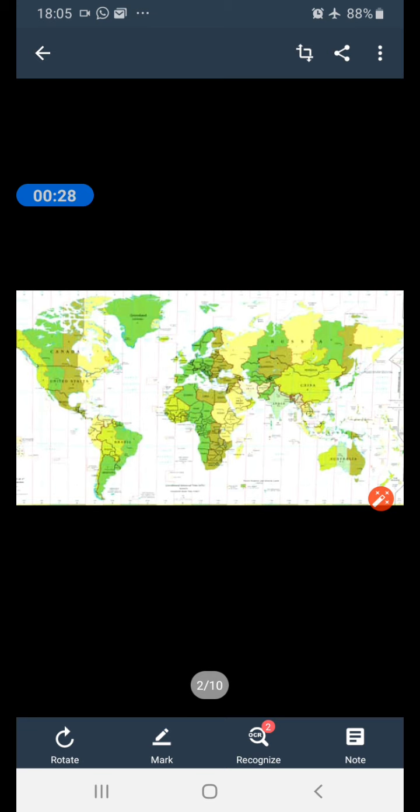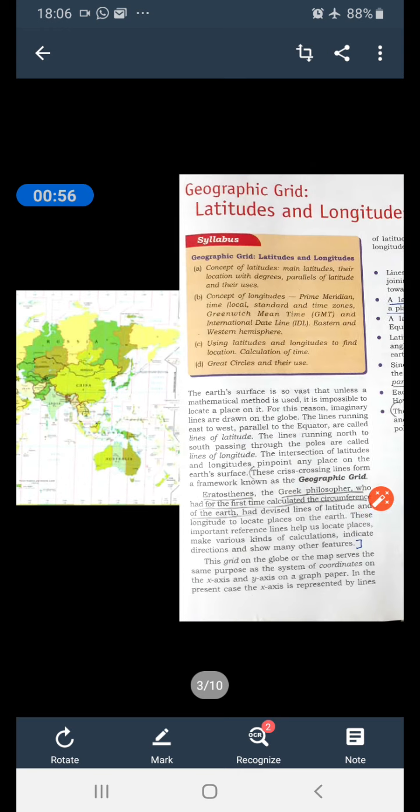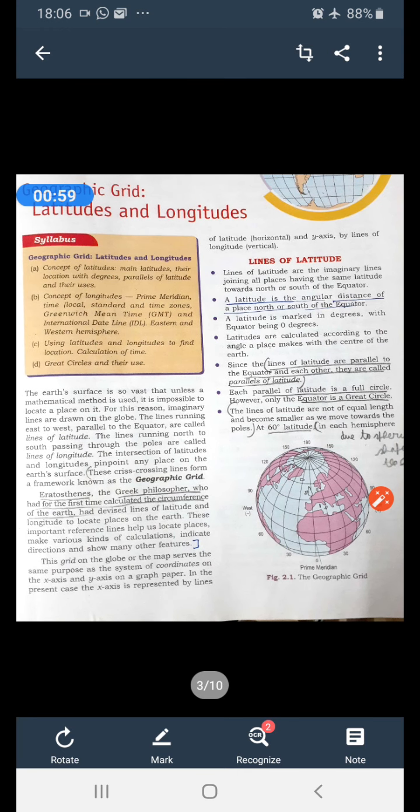Now, on this map of the world, you will see a lot of lines running vertically and horizontally. These are lines of latitude and longitude. All these lines which are running vertically are lines of longitude, and all the lines which are running horizontally are called latitude. These lines of latitude and longitude form a framework on the globe or a map, and together they are called the geographic grid. This definition is given in the text which I have uploaded.